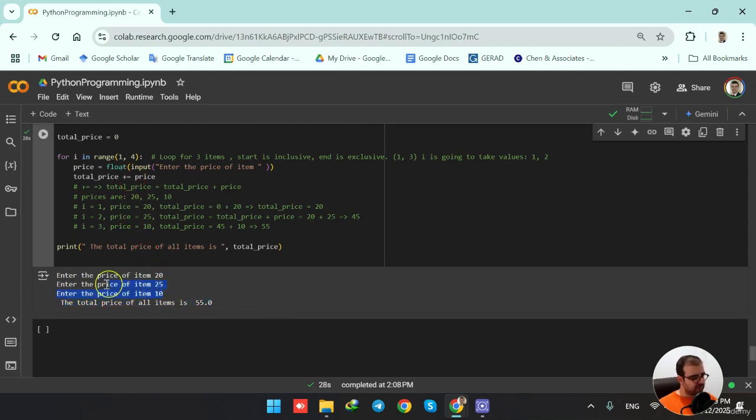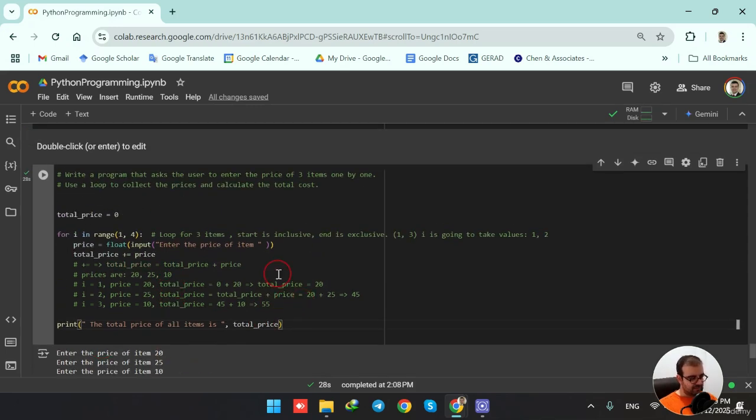Why did it ask me for 3 prices here? Because we were having a range from 1 to 4, and 4 is exclusive. Therefore, it is going to ask 3 times to enter the price, and whenever I'm entering the price, it is adding the price to the total price variable, which was initially set to be 0, and in each iteration we added the price that we entered here to this total price variable, so the sum will be 55.